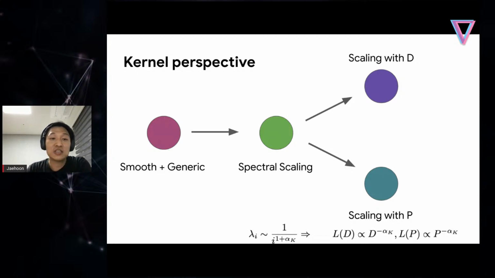So again, to summarize with this illustration, if you assume some smooth generic kernel, this will lead to power law scaling of the kernel eigenvalues, which in turn will lead to power law scaling with dataset size and model size, with an interesting exponent coming from the kernel eigenvalue exponent. And the fact that this exponent comes from the kernel spectrum exponent leads to the duality between dataset size scaling and model size scaling.